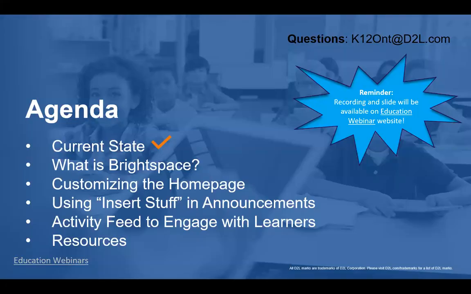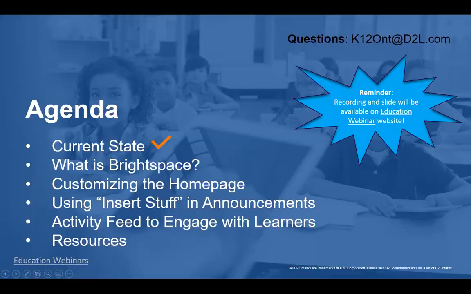So that is, oh, I missed my check mark here. What is Brightspace? That should have a check mark there, and that's done. Next, we're going to move on to looking at our instructional, oh, sorry, I am wrong. I'm jumping ahead here. We've done the current state. Now we're moving on to what is Brightspace.